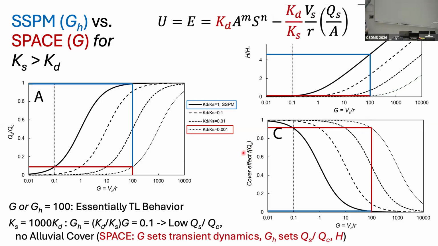But anyway, the trick is that there's a G value that you set that sets whether it's transport limited or not. And then G times the ratio of KD to KS dictates how thick the sediment is and what the QS on QC ratio is. So you break the link between those two that intuitively should be there.